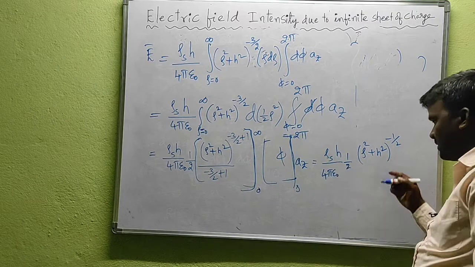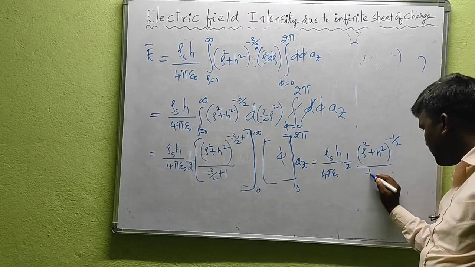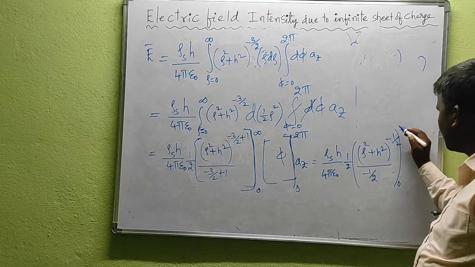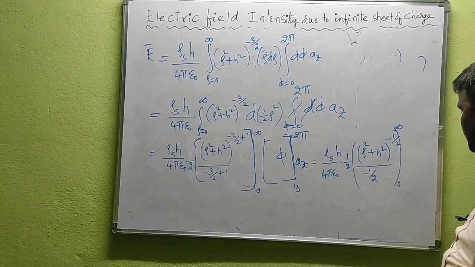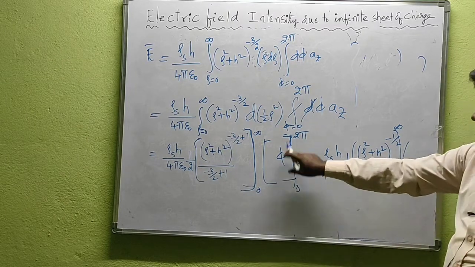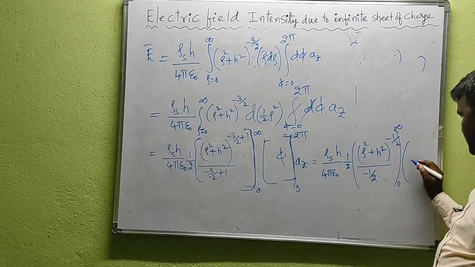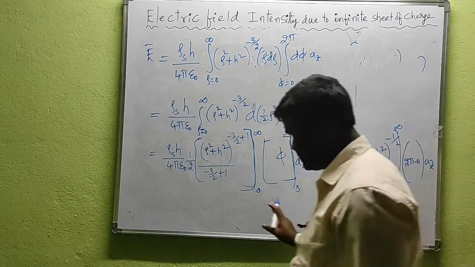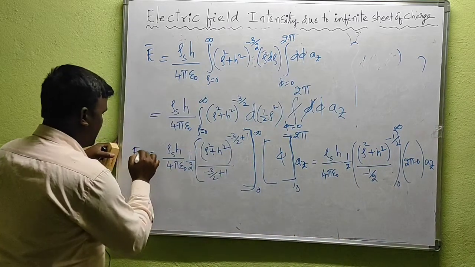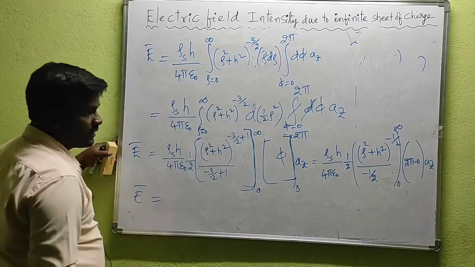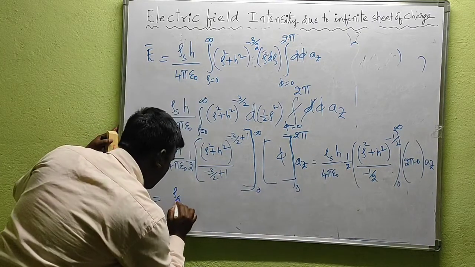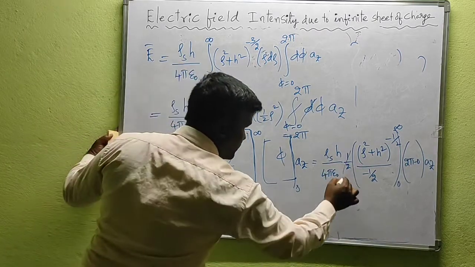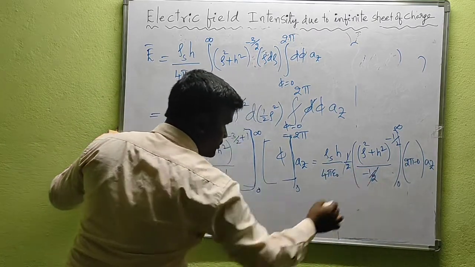Minus 3 by 2 plus 1 gives minus 1 by 2. Here also we have minus 1 by 2. The rho limits are from 0 to infinity. And what about phi? Phi limits are from 0 to 2 pi, means we will get 2 pi minus 0 into a z. Now let us simplify this one. Again we have E bar equal to, first this part, rho s h, 1 by 2 into this one. Or else this 1 by 2, this 1 by 2 cancelled out. Of course we have negative sign.